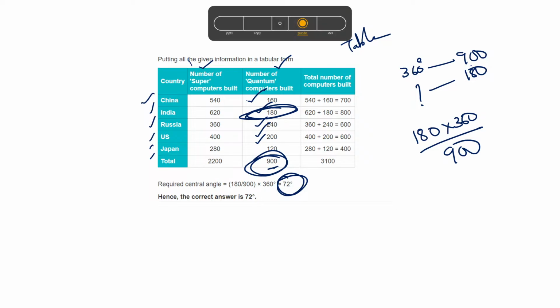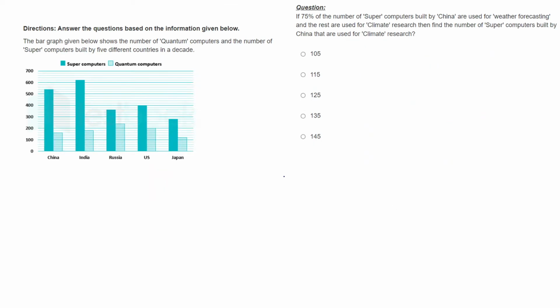Okay, chalo. Next one. Solve this one, all of you. In the same way, you are having the data there and you just need to solve it using a similar kind of process. You have the number of supercomputers and quantum computers. Use that data to solve this problem.